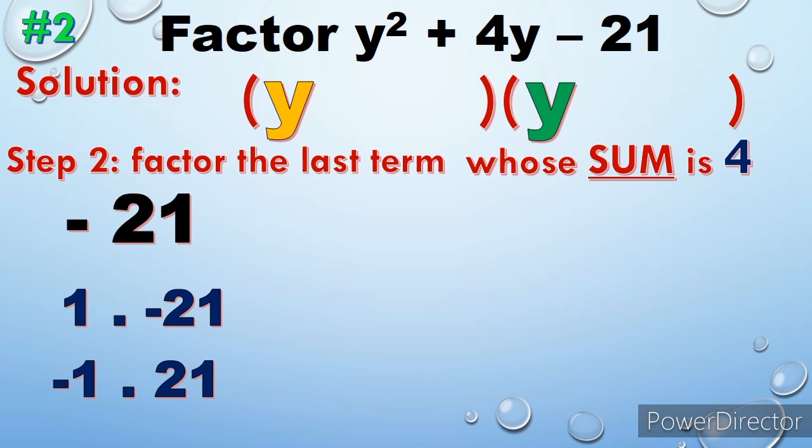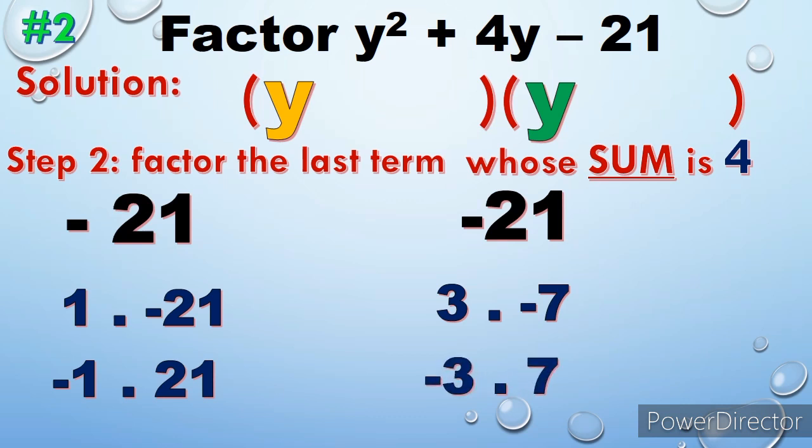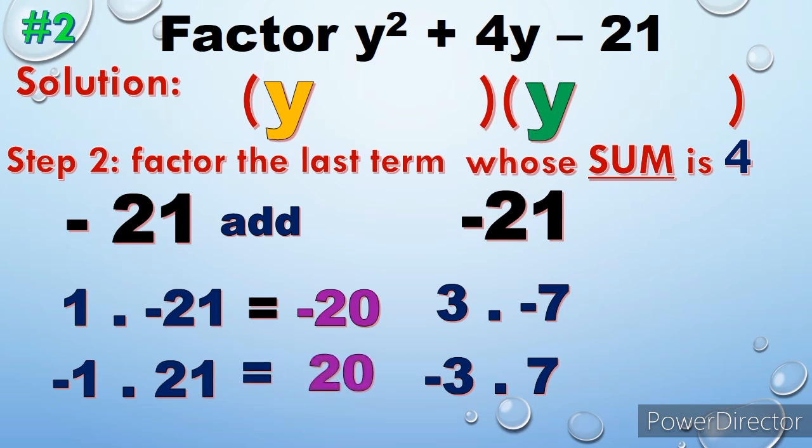Negative 1 times 21 is negative 21. Okay, another factor, 3 times negative 7. And then negative 3 times 7 equals negative 21. Next, i-add na natin. So, 1 plus negative 21 is negative 20. Then, negative 1 plus 21 equals positive 20.